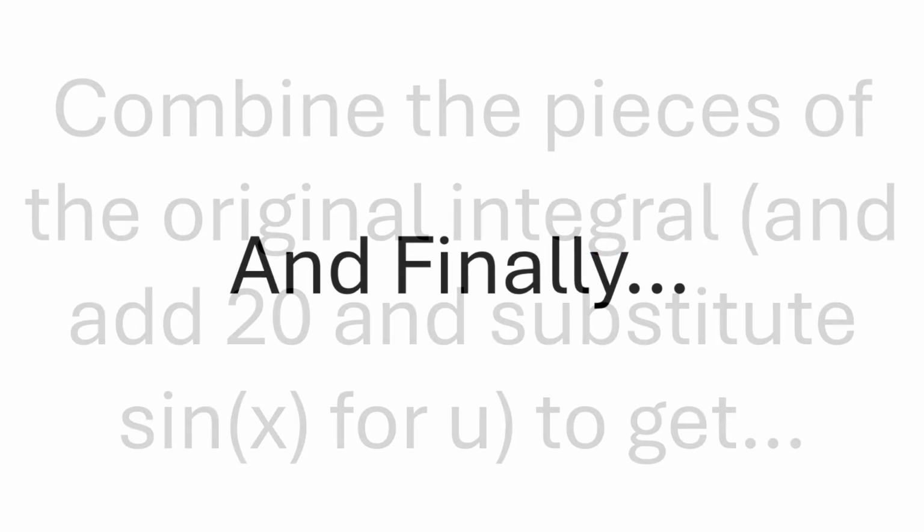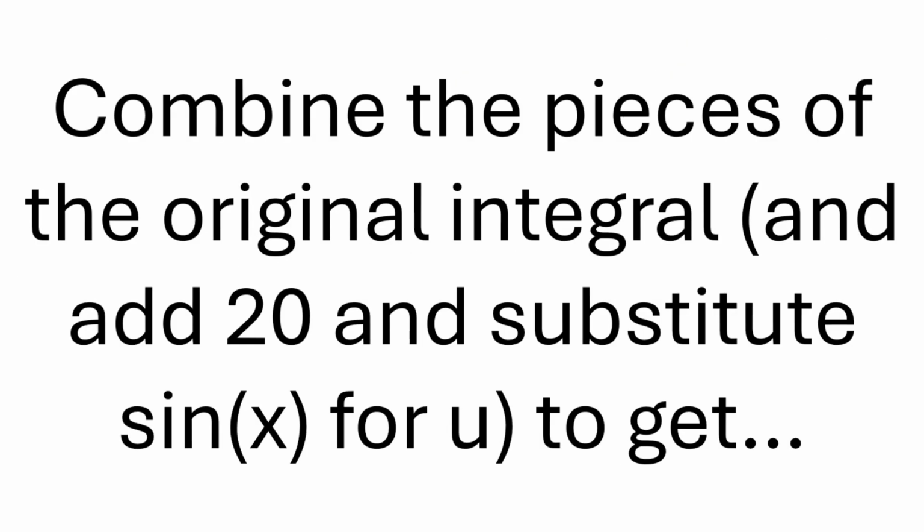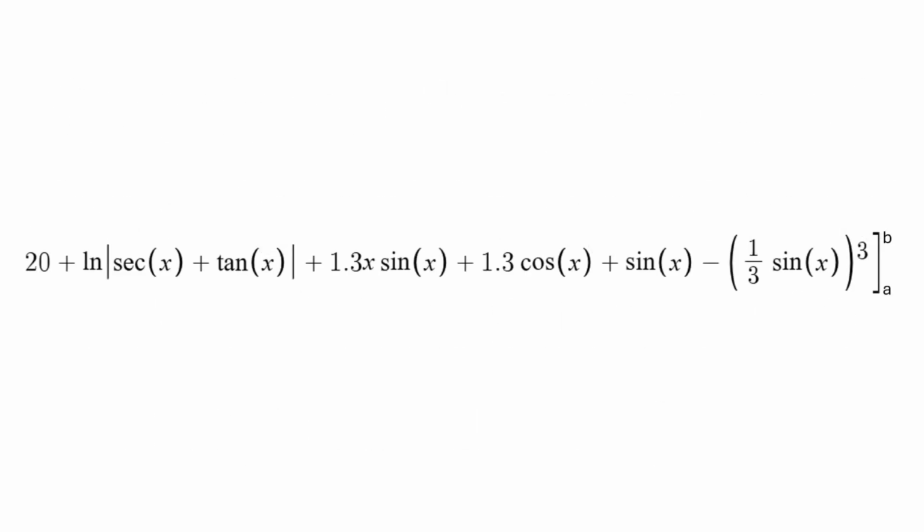And finally, we combine the pieces of the original integral and add 20 and substitute sine of x for u to get 20 plus natural log of secant x plus tangent of x plus 1.3x sine of x plus 1.3 cosine of x plus sine of x minus 1 over 3 sine of x cubed from a to b, and we'll plug in whatever starting time we want for a and whatever ending time we want for b to find out the total amount of paper in those time intervals. And we would usually want to start with a being 0.